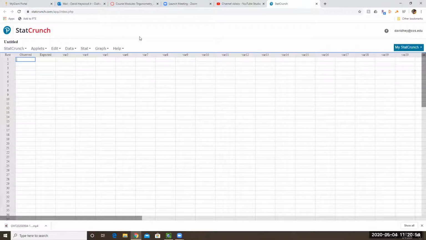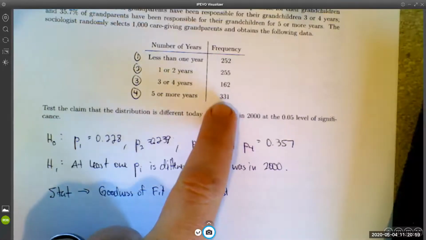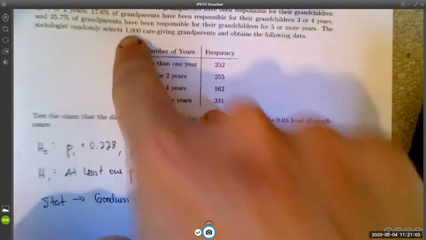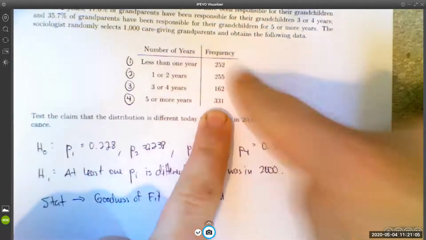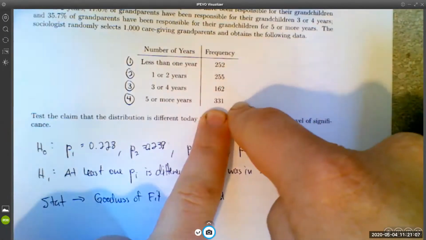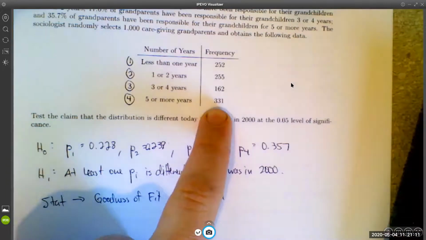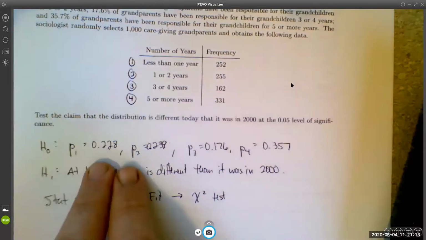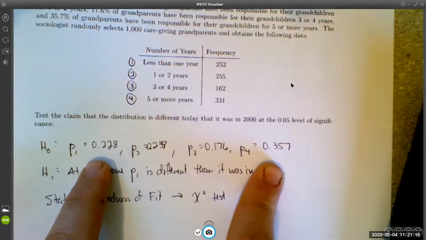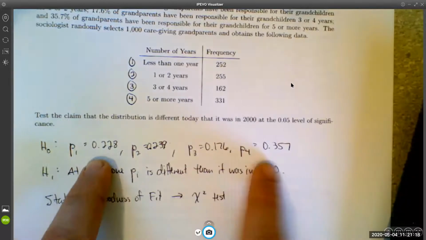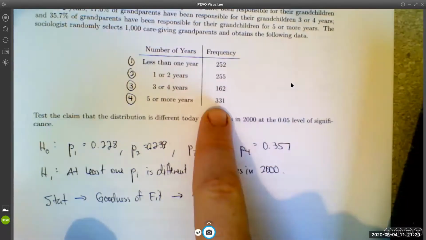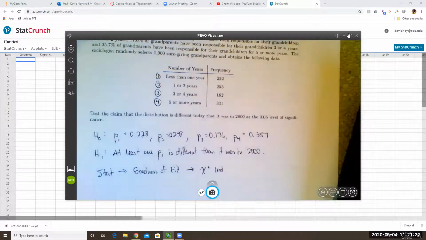So what we observed, that's the data that the sociologist collected, right? So that would be these numbers right here in the chart. She observed that of the 1,000 caregiving grandparents, these were the numbers that had been responsible for their grandchildren a certain number of years. Okay, so that's what we observed. What we expected is what we wrote down in the null hypothesis. This is what we expected to happen. This is what we observed to happen. So let's write those things down.